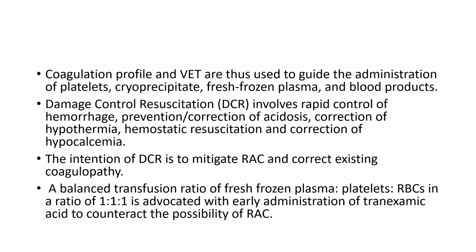So damage control resuscitation involves rapid control of hemorrhage, prevention and correction of acidosis, correction of hypothermia, hemostatic resuscitation, and correction of hypocalcemia. The intention of damage control resuscitation is to mitigate resuscitation-associated coagulopathy and correct existing coagulopathy. A balanced transfusion ratio of fresh frozen plasma, platelets, and RBC in the ratio of 1:1:1 is advocated, with early administration of tranexamic acid to counteract the possibility of resuscitation-associated coagulopathy.